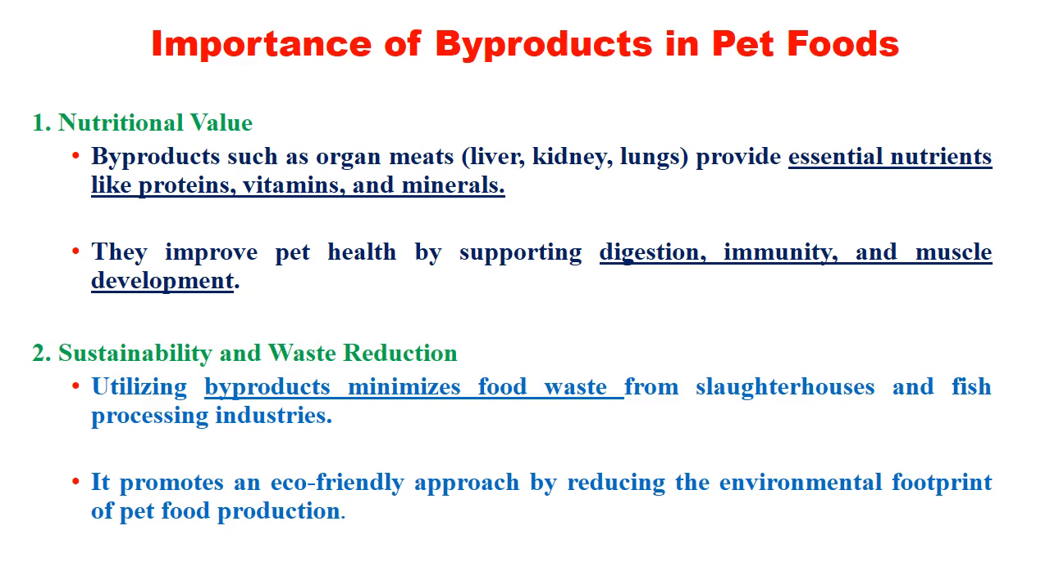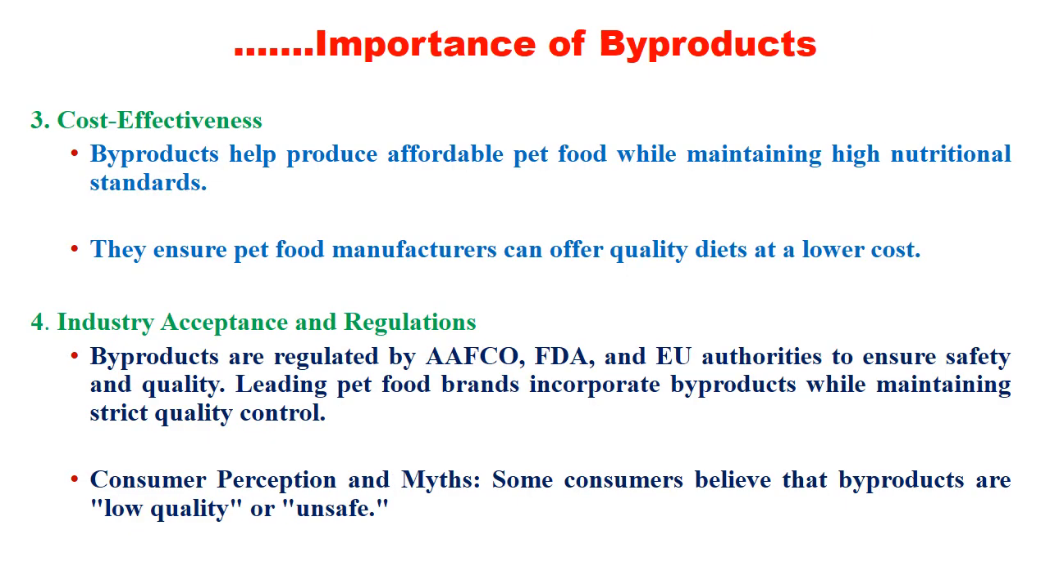In continuation about the importance of byproducts in pet food, the number 3 is cost effectiveness. The byproducts used in pet food help in producing affordable pet food while maintaining high nutritional standards. So the cost is reduced. They ensure pet food manufacturers can offer quality diets at a lower cost. Because of the use of these byproducts, pet food can be provided at a lower cost by the manufacturers.